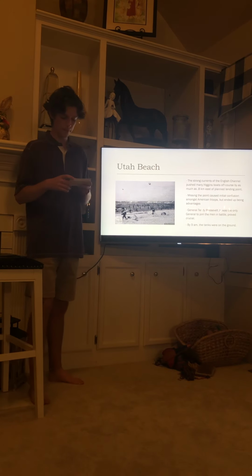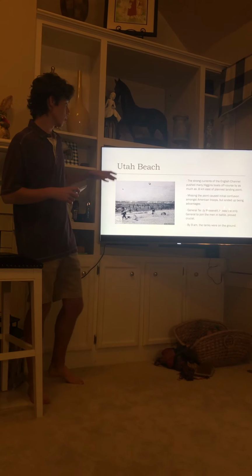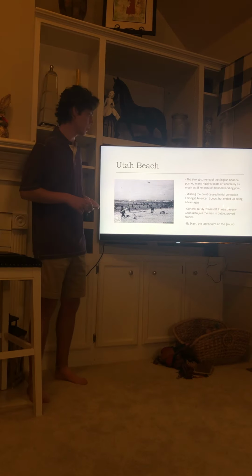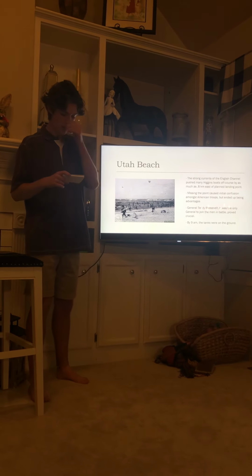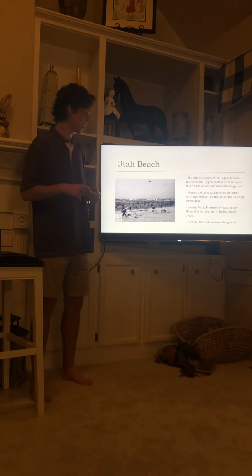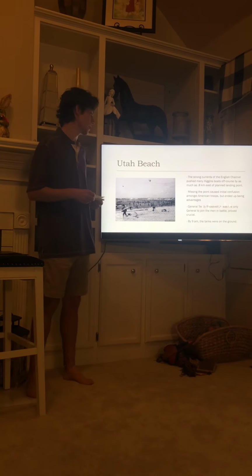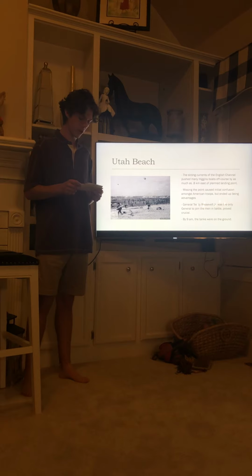By 9 a.m., the tanks were on the ground, moving upward, and the beach had been taken. The invasion of Utah Beach had an estimated 600 casualties that happened in the span of only a couple of hours.